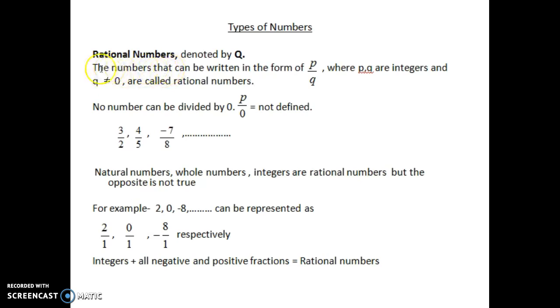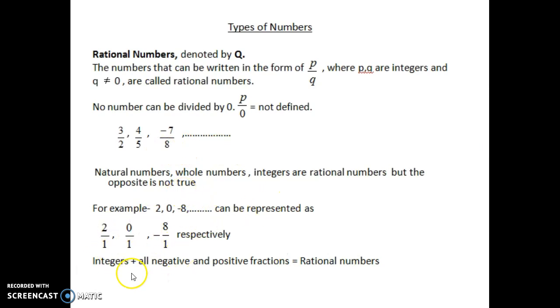Rational number. Rational number is denoted by Q, the numbers that can be written in the form p upon q, where p, q are integers and q not equal to 0 are called rational numbers. Why q not equal to 0? Because no number can be divided by 0. It is not defined. Maybe it is natural number or whole number or integer, any number cannot be divided by 0. Some examples of rational numbers are 3/2, 4/5, minus 7/8, etc.